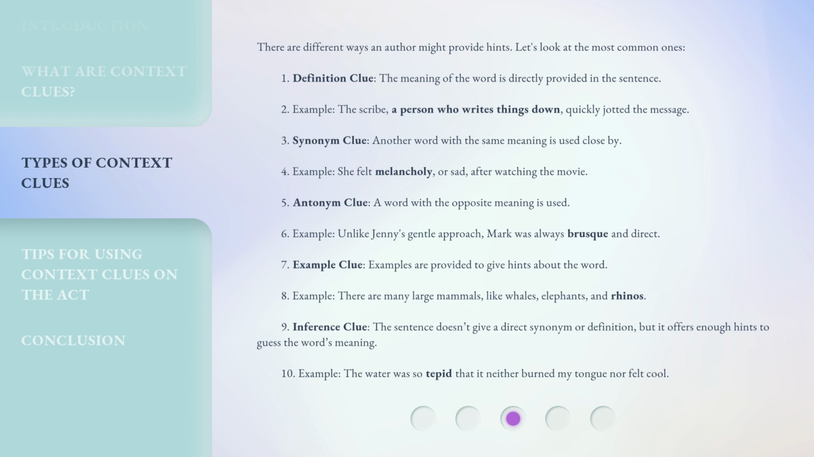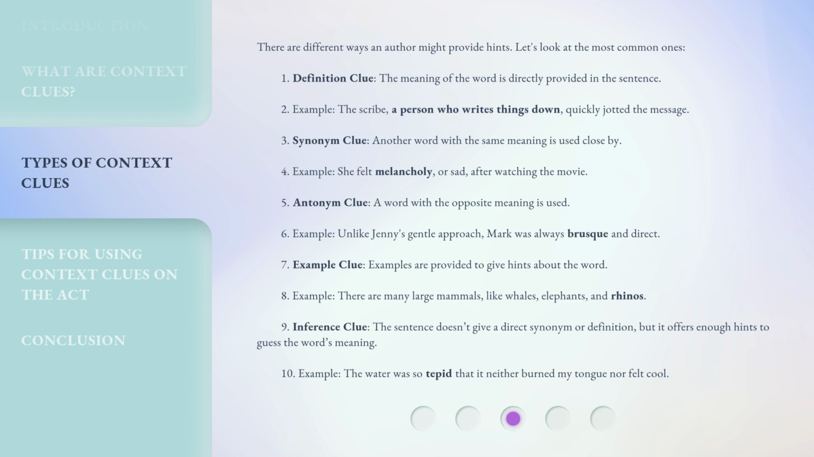3. Synonym clue. Another word with the same meaning is used close by. 4. Example. She felt melancholy, or sad, after watching the movie. 5. Antonym clue. A word with the opposite meaning is used. 6. Example. Unlike Jenny's gentle approach, Mark was always brusque and direct.